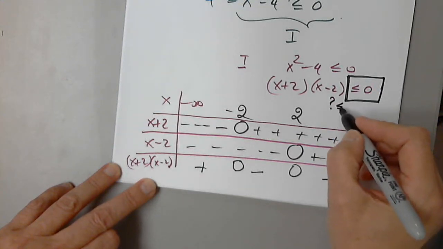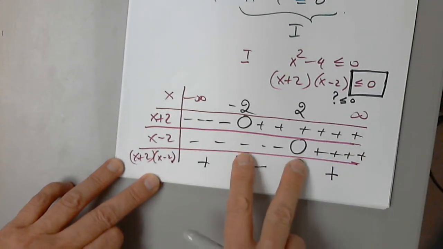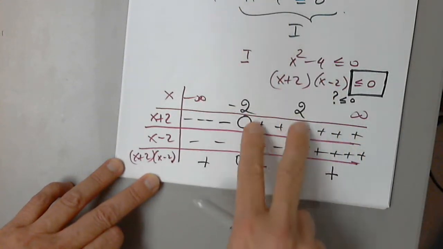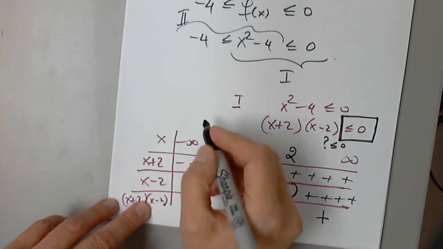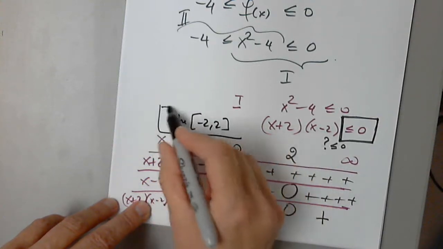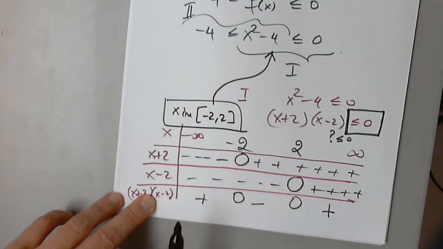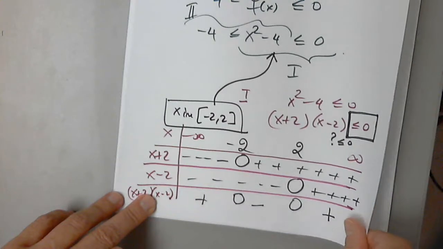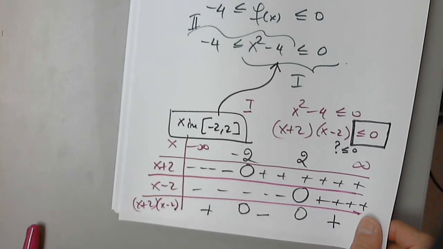Which sign is less than or equal to 0? Good. So what will be the solution of the first inequality? Right. So the first inequality, x in the interval -2, 2. This is the solution only for this portion. We didn't get to the second one yet. Let me remind you what we're doing. We're trying to find the domain of a function composition.